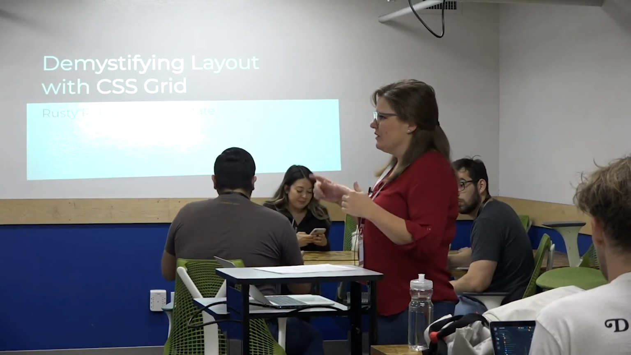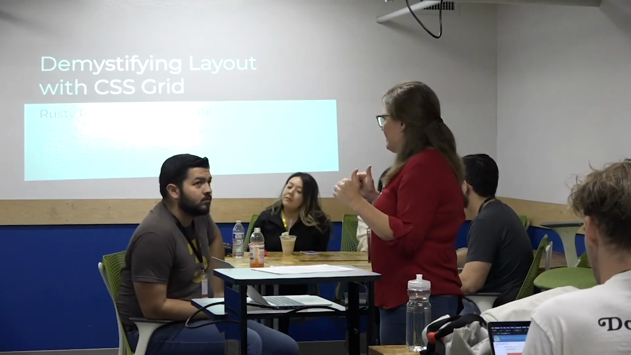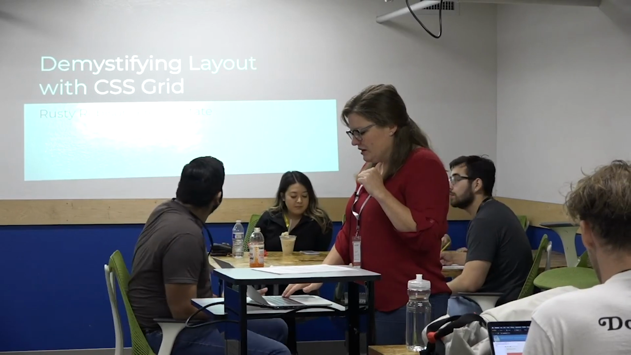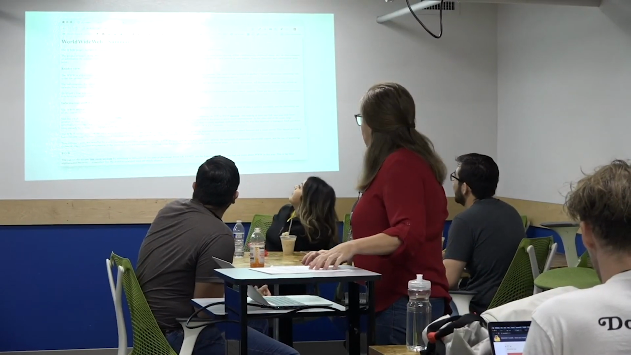So before we talk about CSS Grid, we need to go back in time a little bit to understand how we got here. Why is layout on the web so messy and confusing, and we all run to frameworks to take care of it for us? So in the beginning, we had this, right?